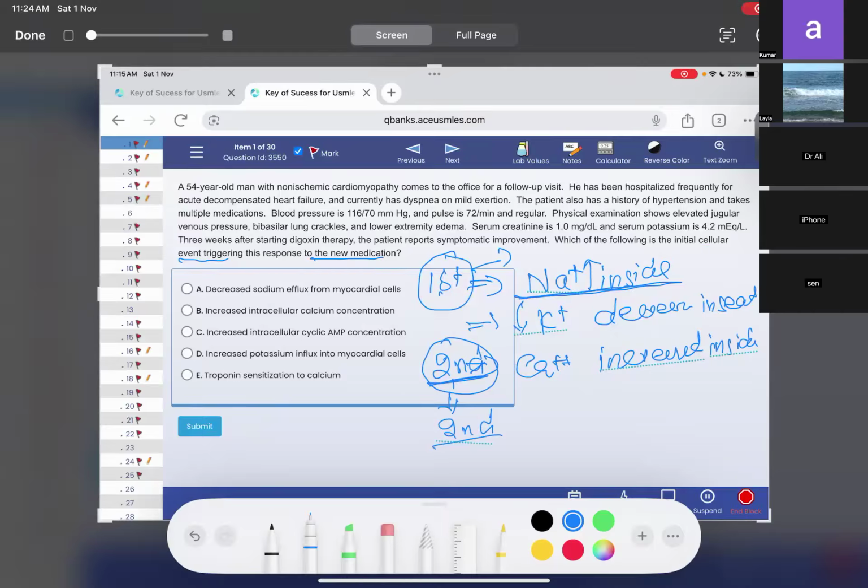Yes, sir. So option A shows decreased sodium efflux from the myocardial cell. It is correct as a first step, and increased intracellular calcium concentration is a second step, because it occurs due to blockage of the sodium calcium exchanger. Okay? Clear, everybody?